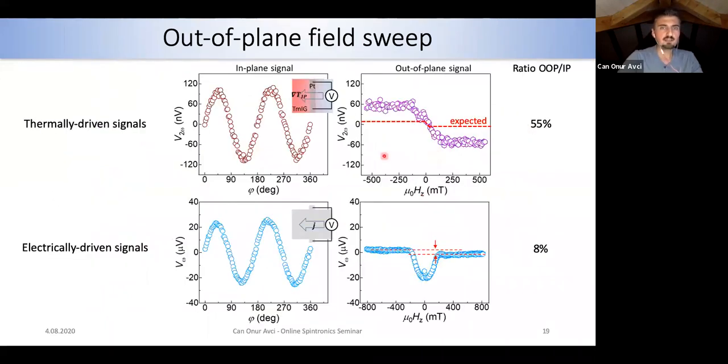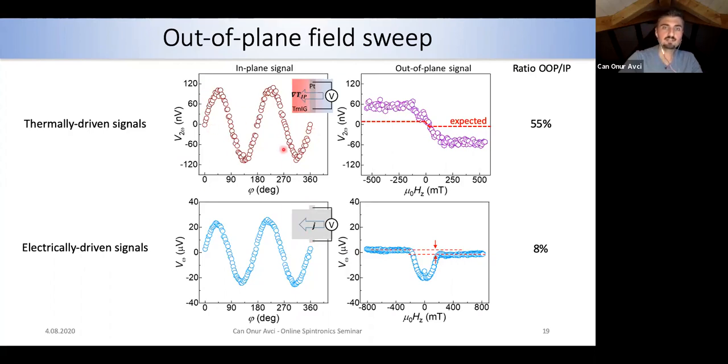So we now know that for electrically driven signals, we have two contributions. We have this spin Hall magnetoresistance, so like this planar Hall effect-like signal, sin 2φ behavior. We have also this anomalous Hall effect-like signal, which is much smaller, but still measurable. And now we want to compare this with the thermally driven signals in a device geometry that looks very similar.